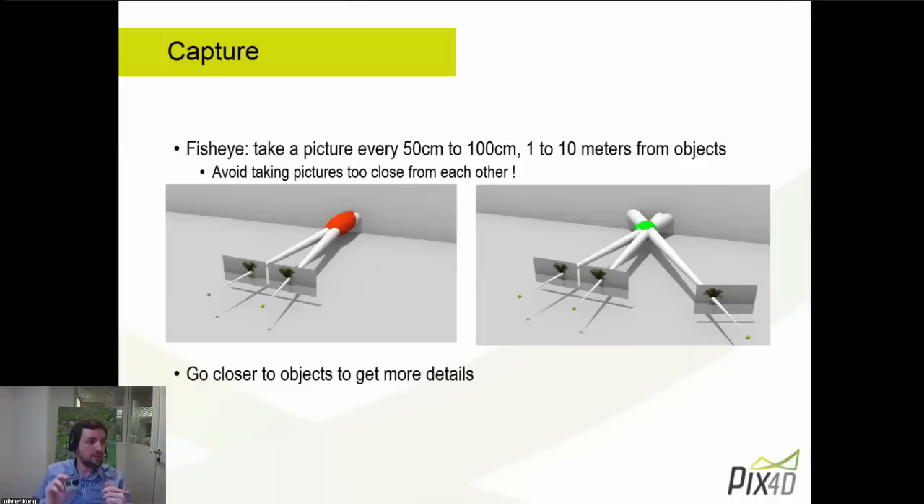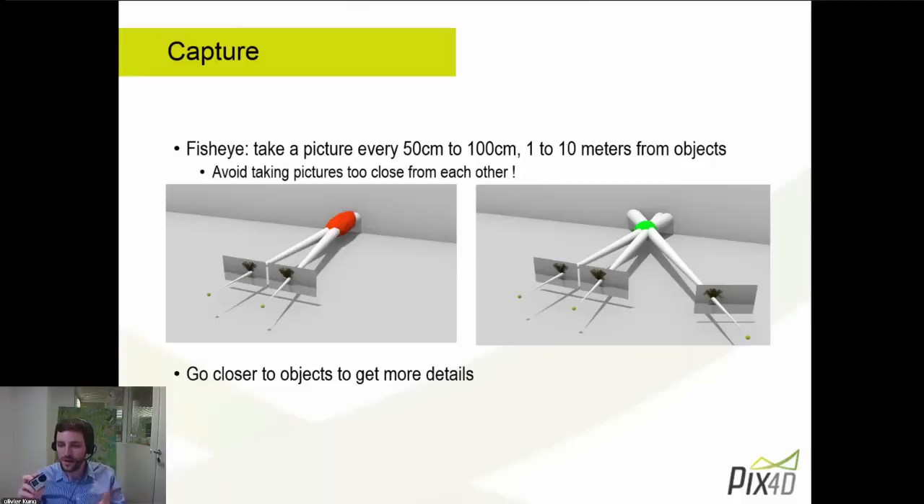Something to make sure of is not to take pictures too close to each other. If I take a picture here and I move the camera only 2 centimeters and then take another picture, this is not going to help, and potentially it's even going to make the results worse. This is because of one of the requirements in photogrammetry, which is the baseline. The farther the cameras are from each other, the better the quality of the 3D reconstruction.